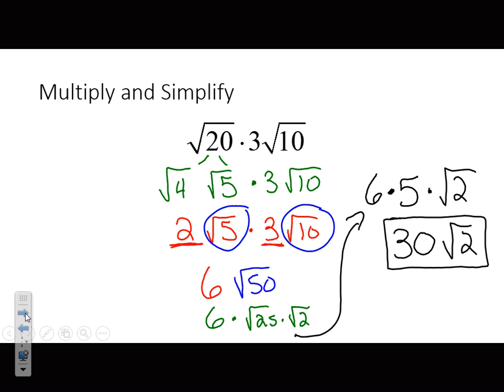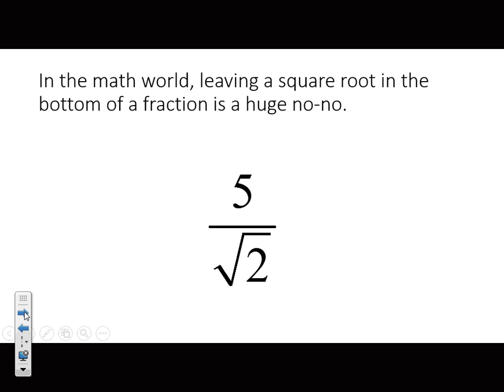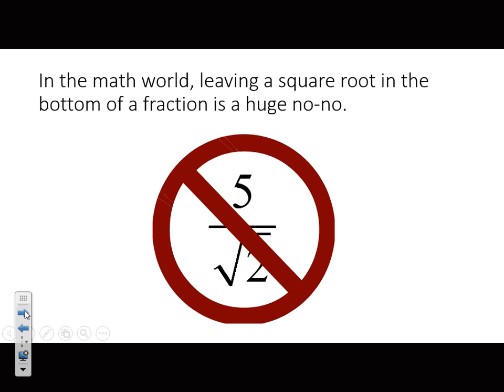All right, moving on to our next example. Ooh, we're done with multiplication. We're moving on to division. Now, in the math world, leaving a square root in the bottom of a fraction is a huge no-no. We can't do it. We can't leave it like that. It's considered unfinished. It's not allowed. So we have to figure out how we're going to get rid of this.